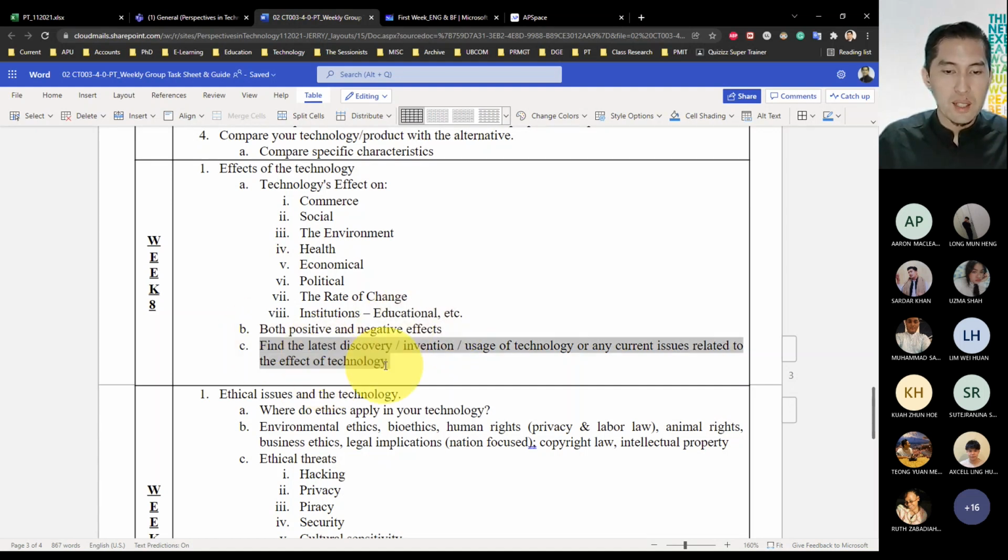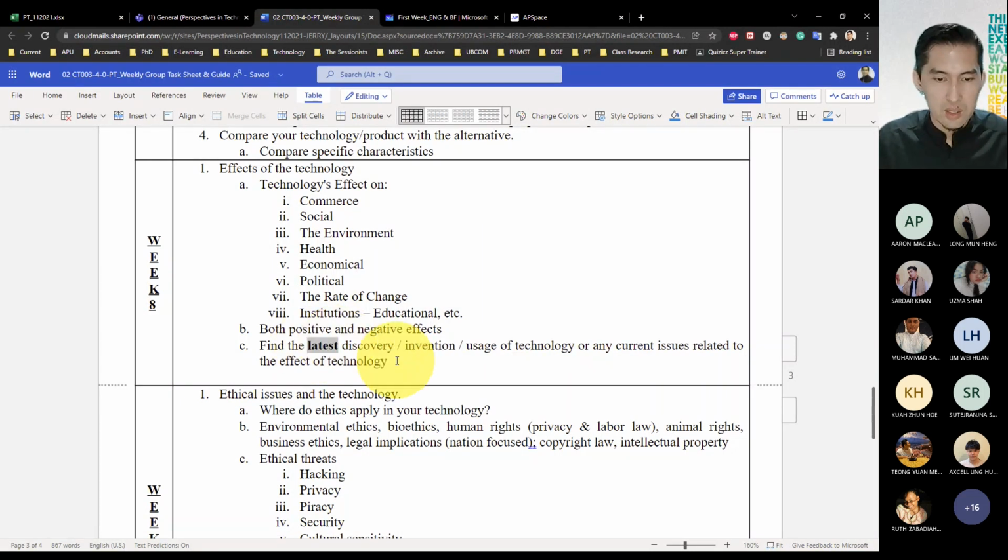And last but not least, find the latest discovery or invention or usage of the technology or any current issues related to the effect of the technology. The keyword in this whole point is actually "latest". When we say latest, you will want to find information as recent as 1, if not 2 years ago. 2 years is the maximum you should go. Within the last year is what I will suggest.